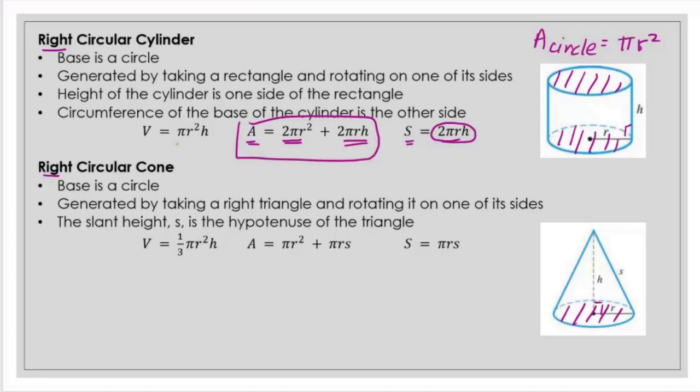So even if we don't recognize 2 pi r squared as being the area of the bases, the fact that the lateral surface area is the 2 pi r h portion means the 2 pi r squared must be the bases.